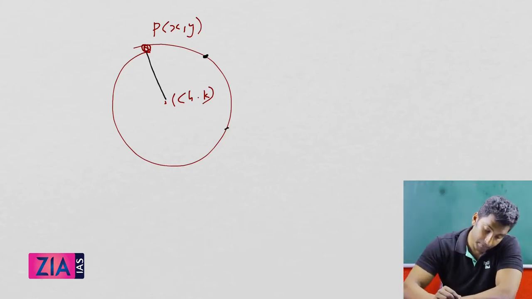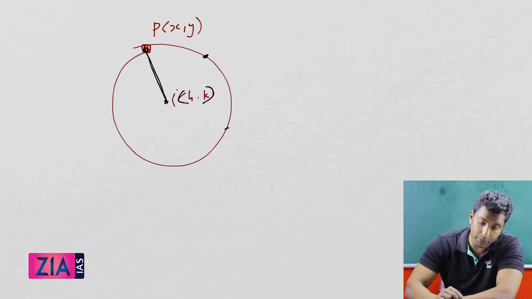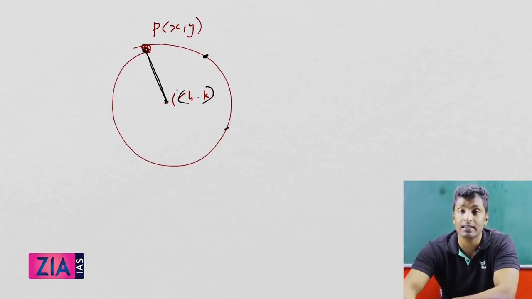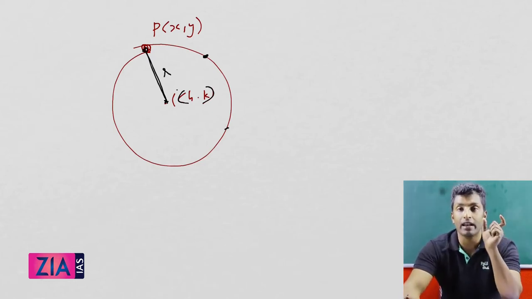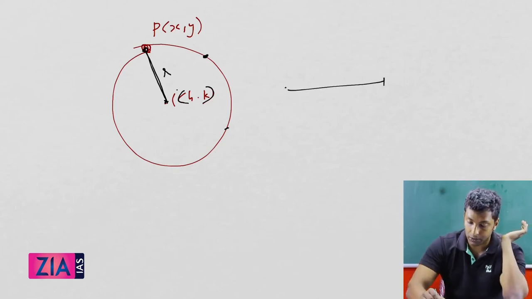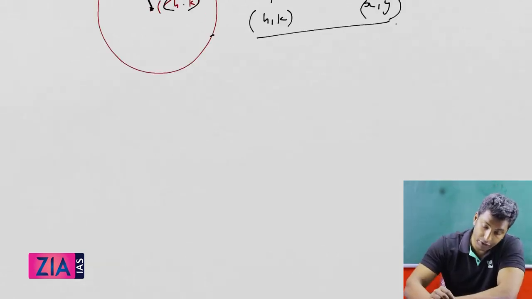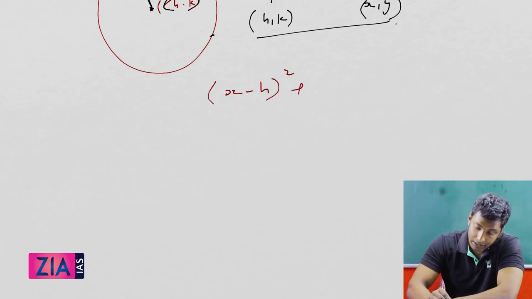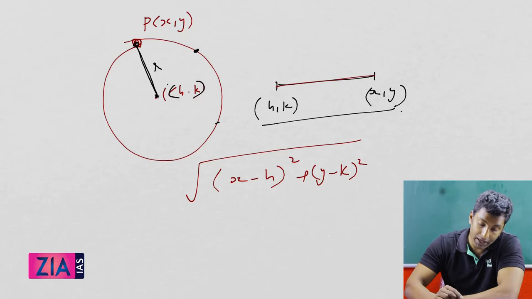Then how will you get this distance? I've given you these two points: C(h, k) at the center, and this point P(x, y). Can you get this distance? That distance is what we call R. If you remember, we can apply the distance formula here. This is your (h, k) and this is your (x, y). So you can apply the distance formula: square root of (x minus h) square plus (y minus k) square. You will get this distance, and this distance is nothing but your radius.